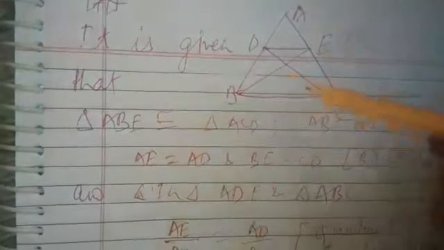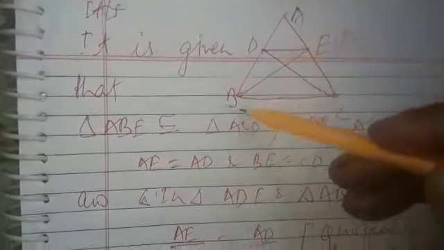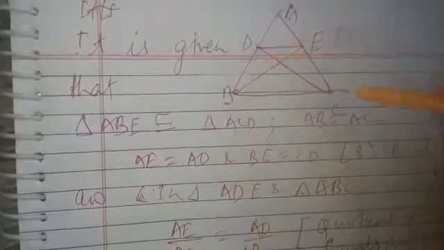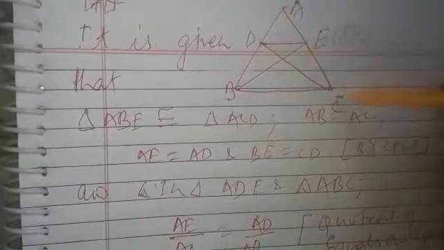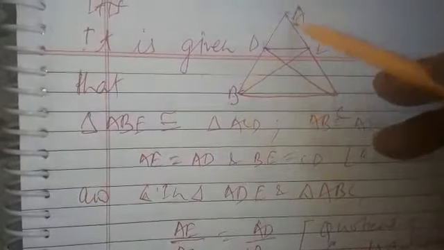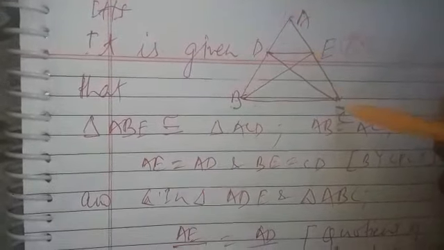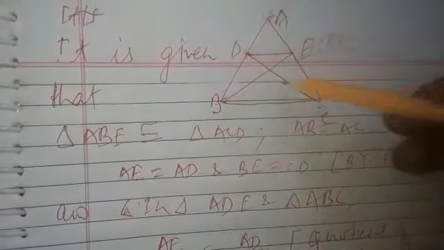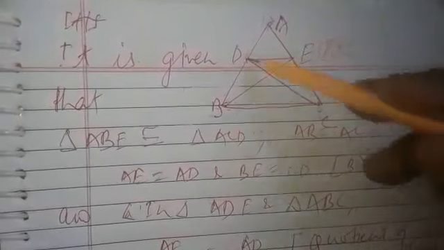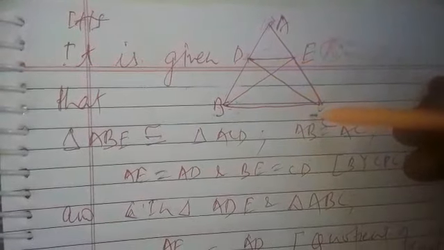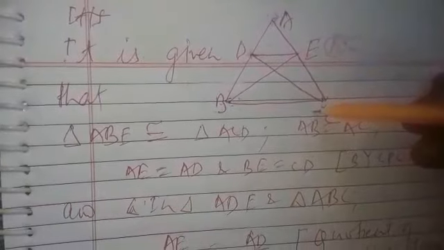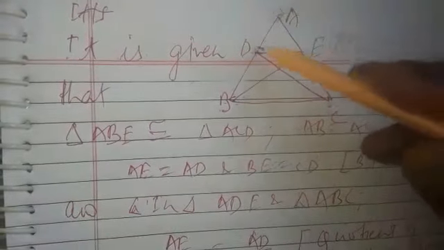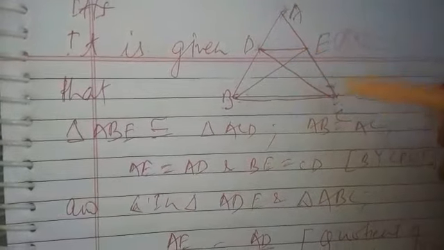Now over here it is given that triangle ABE is congruent to triangle ADC. So we can say that AB is equal to AC, AE is equal to AD, and BE is equal to CD. These we have obtained on the basis of corresponding parts of congruent triangles.